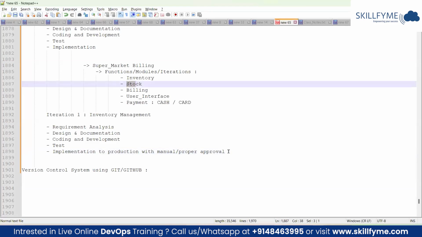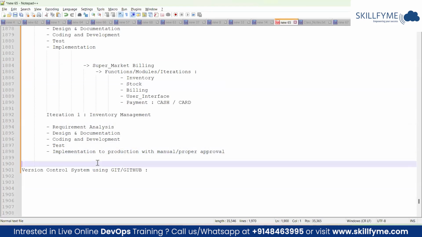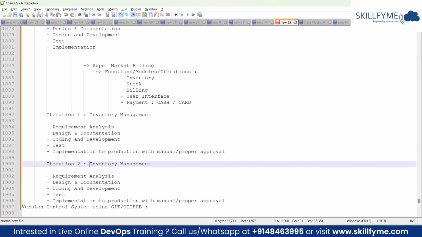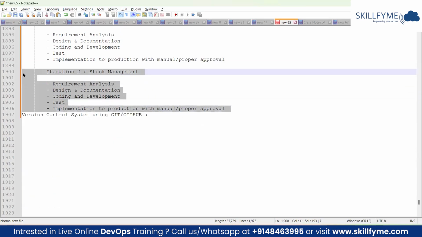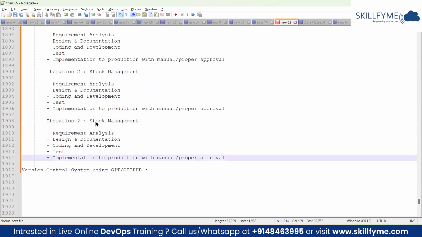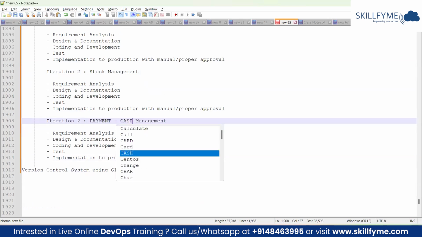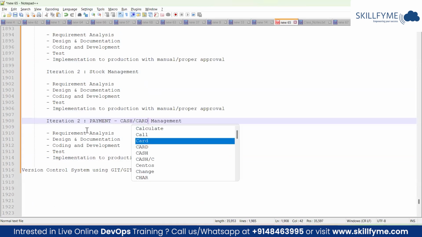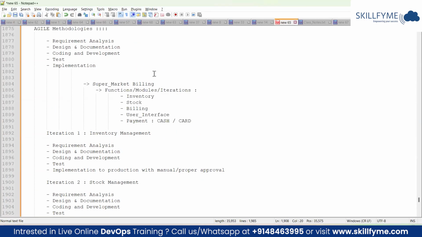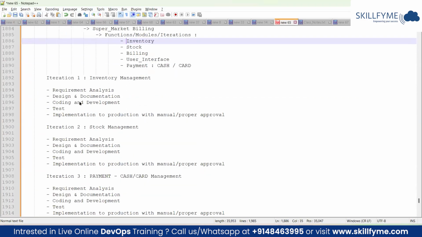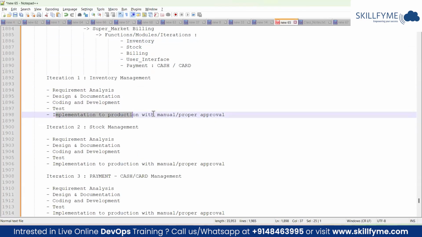Similarly, if you want to work on stock maintenance, you can have one more iteration. This is iteration 2, for my stock management. Similarly, the next module can be payment. Cash and card payment can be created as a separate one. Like this, each and every function of your application will be developed independently, tested, and implemented to the production environment with proper approval.